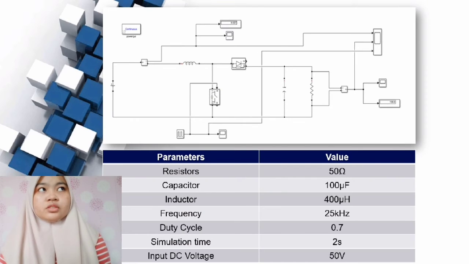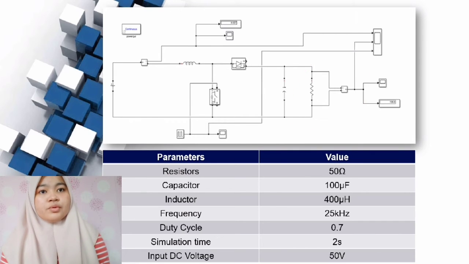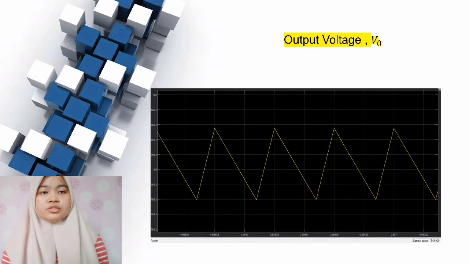To get the value and the waveform of the output voltage, we connect the voltage measurement block in parallel with the load or the resistor. From there, we also connect it with the scope and the display. The display will show the value of the output voltage, and the scope block will show the waveform. The waveform we got from this output voltage looks like a triangle waveform.